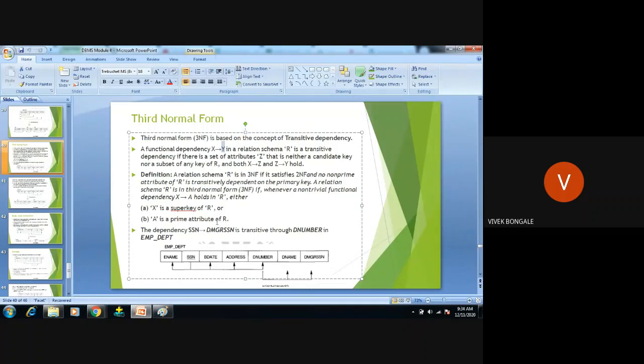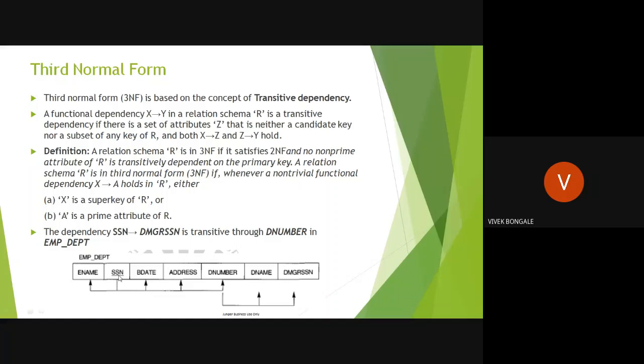Here is the example we have taken: the dependency determines the manager SSN in this table. In this table, SSN is the primary key determining the manager SSN. See here, SSN is determining D number, and D number is determining D manager SSN, which means a transitive dependency. X determines Y. Here X is SSN and Y is D number.